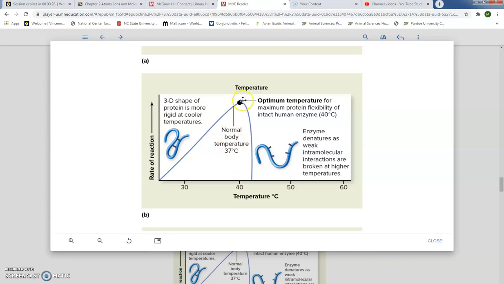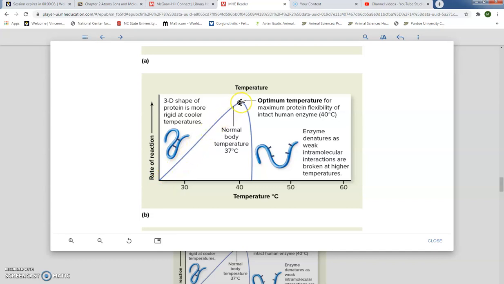So that's what we're looking at. If we go a little bit higher than that, kind of in the fever range, that's when our enzymes are going to be working the fastest and producing the most products. So that's our increasing: if you increase temperature, the rate of reaction increases.